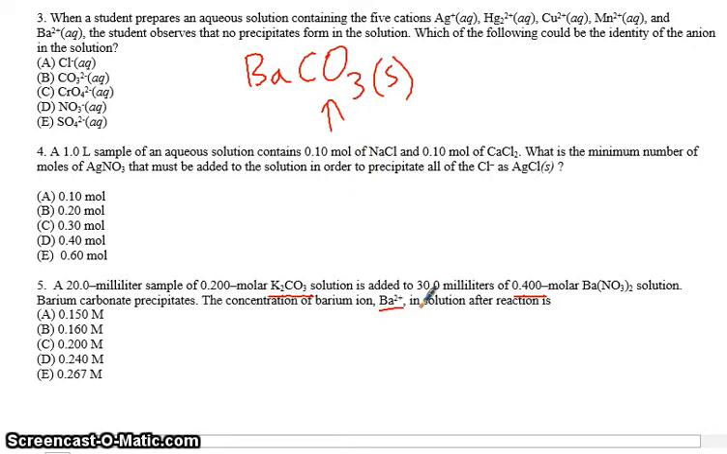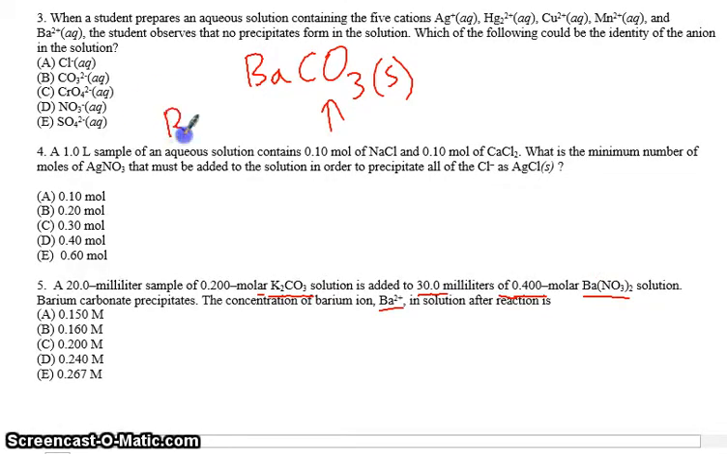Now what you see here is you're adding more barium nitrate, notice 30 milliliters, of a more concentrated solution and less of the potassium carbonate. So we will have barium left over after the reaction. That's the idea. This is going to be a tough one. This is definitely the toughest of the 5 here. So let's first find out, because whenever these react, they react in moles.